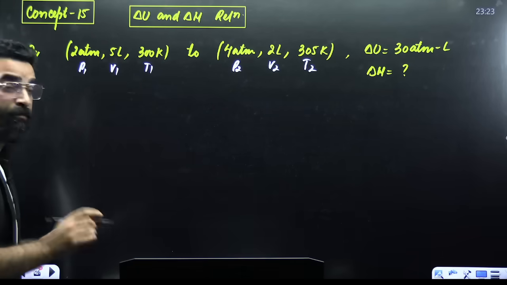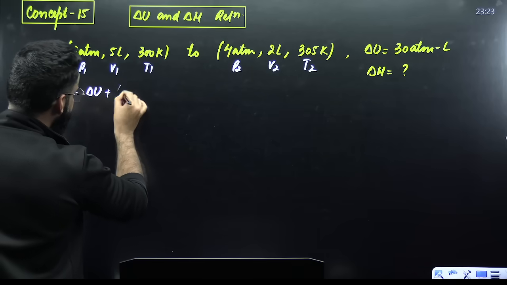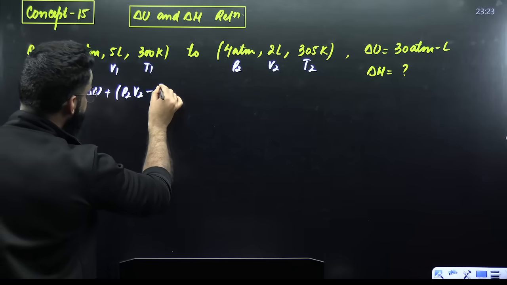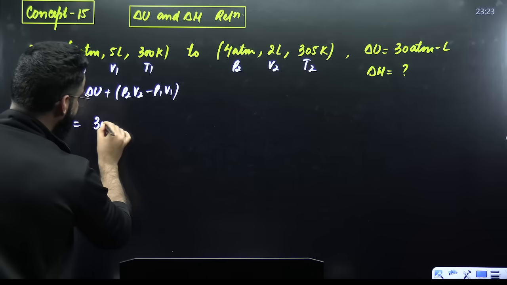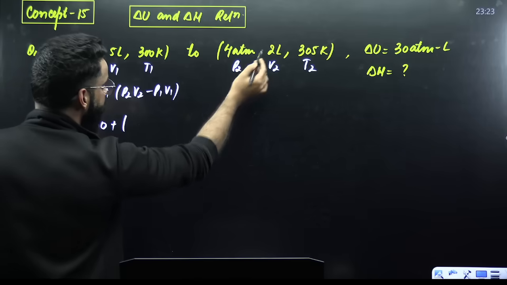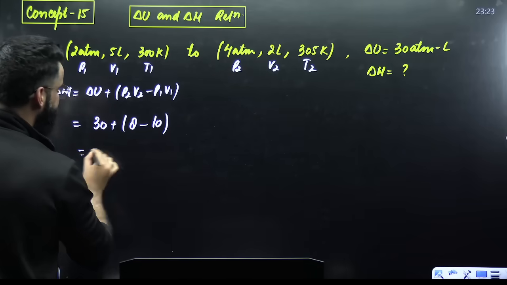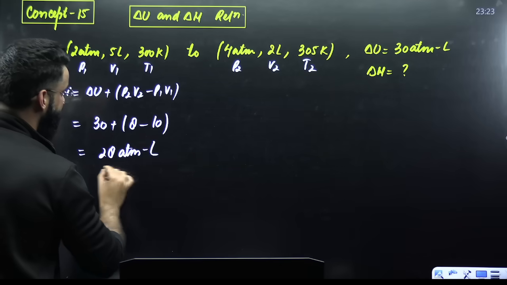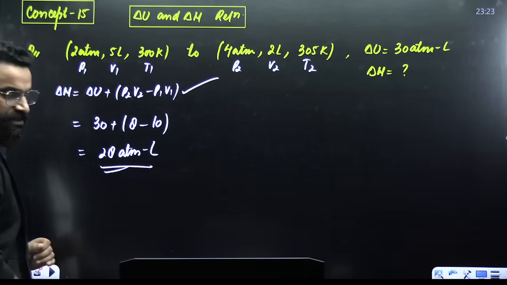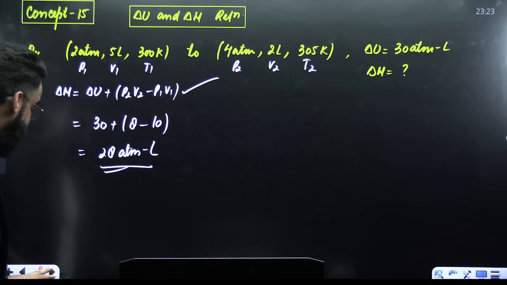When pressure and volume both change, remember at that point of time, delta H is equal to delta U plus P2V2 minus P1V1. So pretty much simple. Delta U is given to me as 30 atm liter. P2 into V2, 4 into 8, minus P1 into V1, 5 into 2, 10, right? So this will be minus 2. So this will be 28 atm liter. This sort of question is also asked, which is directly your formula-based question. Okay, this was the 15th concept from which questions are frequently asked.